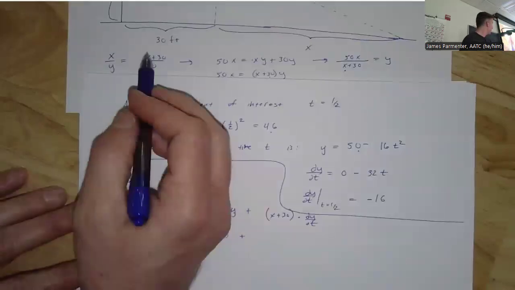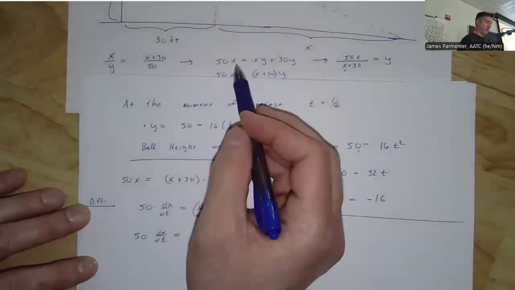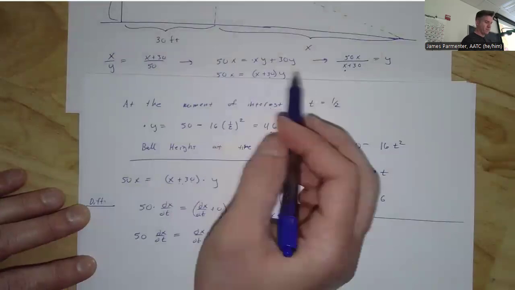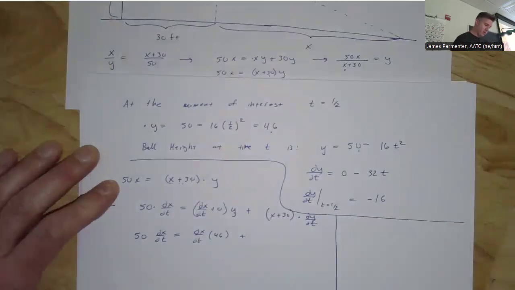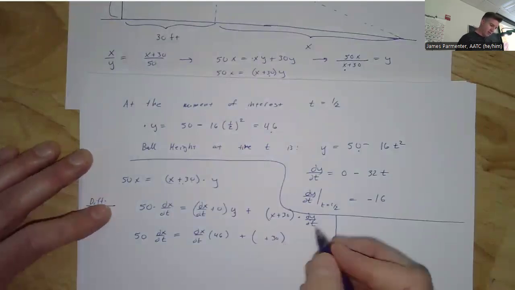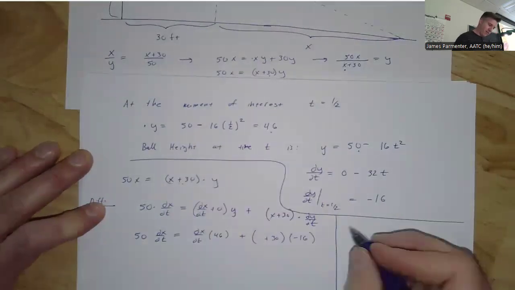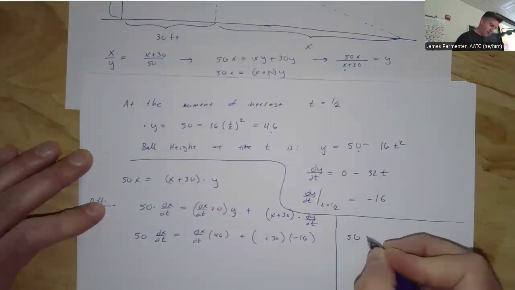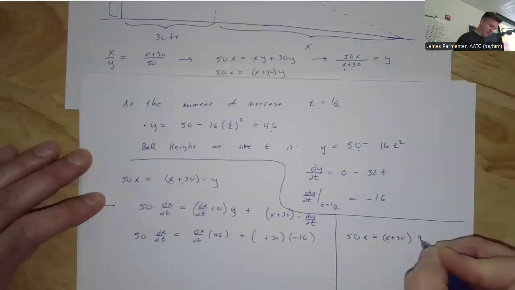So we have to go over to this equation here or this equation here and plug in a known value of y to find a known value of x. Yeah. So bummer. I thought I'd done all the work I needed to. So we have something plus 30 times dy dt, which we found to be negative 16. All right, so plugging in, we have 50 times x equals x plus 30 times our y value, which is 46. Gross.